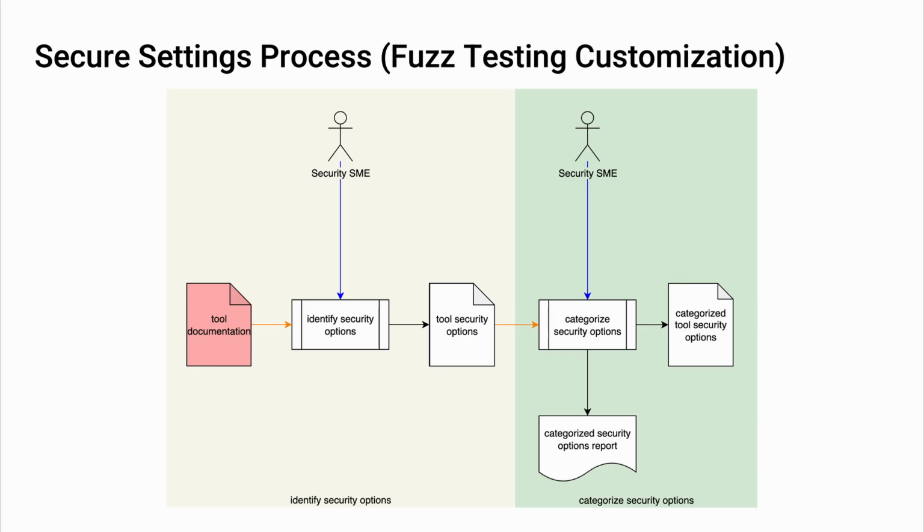Zooming in on those, from a fuzz testing standpoint, when we talk about the tool documentation, we're talking about the documentation of the fuzz testing framework that we're considering here. And our identification of options is in the context required in order to make those things work. That gives us a set of options from which we can pick to do our fuzz testing.